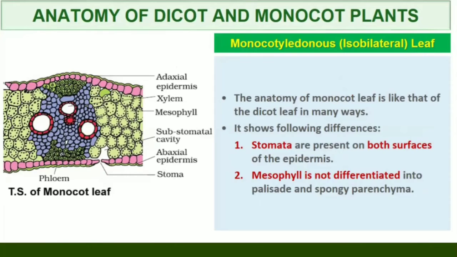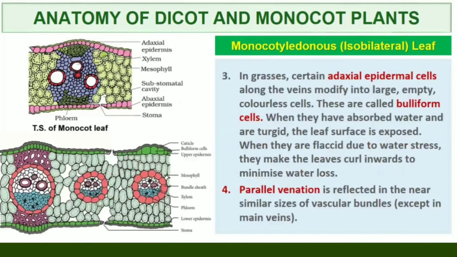The anatomy of isobilateral leaf is similar to that of the dorsiventral leaf in many ways. It shows the following characteristic differences. In an isobilateral leaf, the stomata are present on both the surfaces of the epidermis, and the mesophyll is not differentiated into palisade and spongy parenchyma. In grasses, certain adaxial epidermal cells along the veins modify themselves into large, empty, colorless cells. These are called bulliform cells.